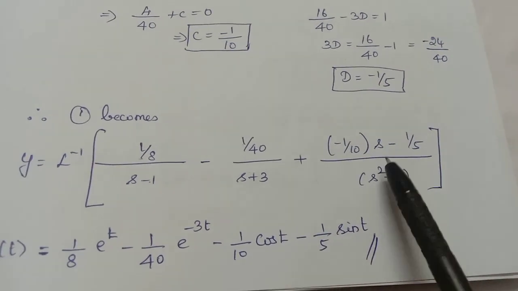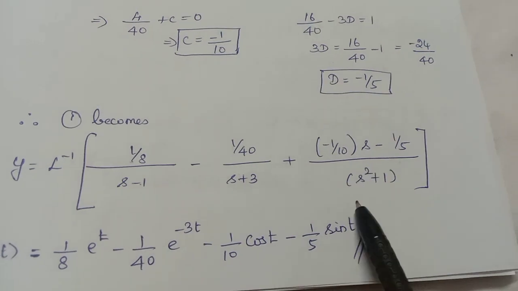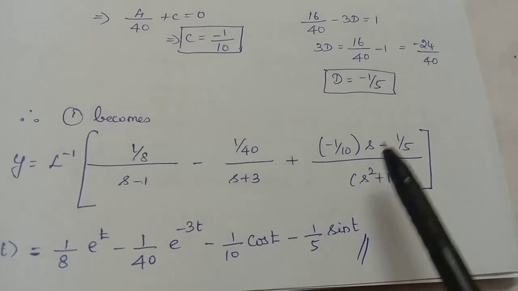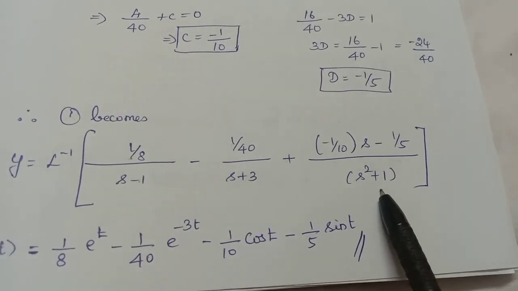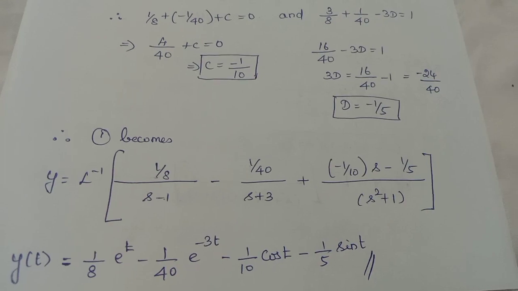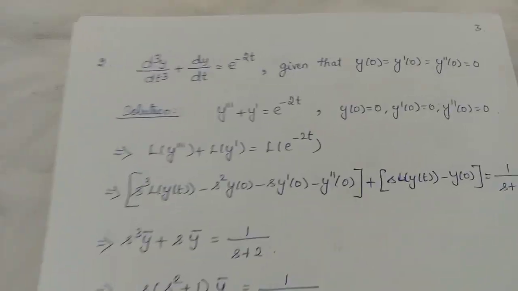Then here two terms are there. So consider them separately. The first term is minus 1 by 10 into s by s square plus 1. It is cos 1t. Another one is minus 1 by 5 into 1 by s square plus 1. It is what? Sin t. So this is the solution for the given differential equation. Right. Then next problem.